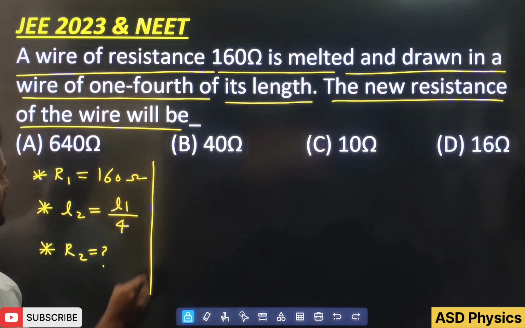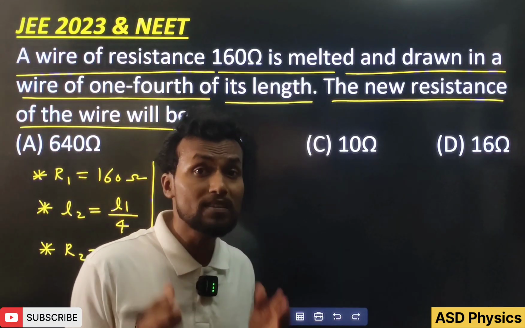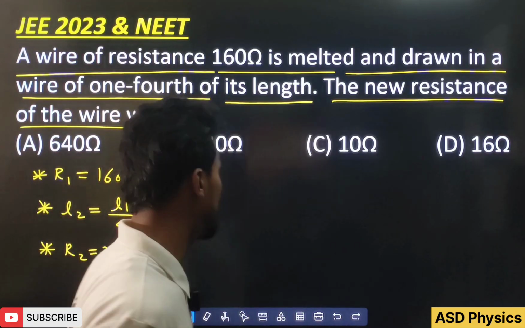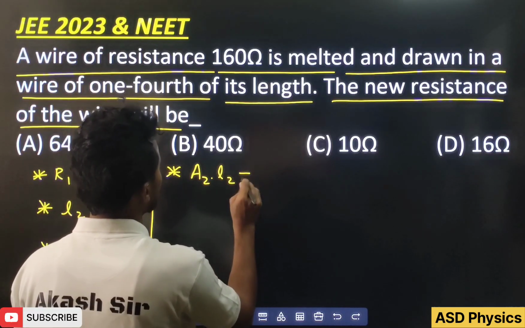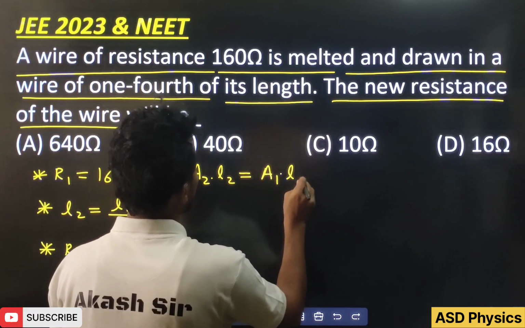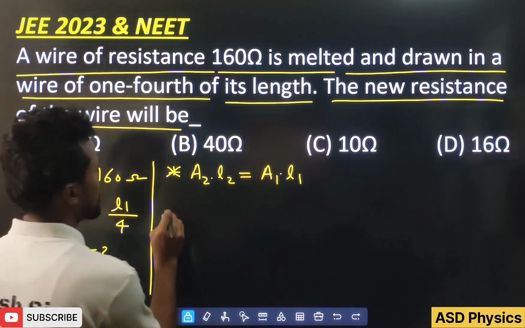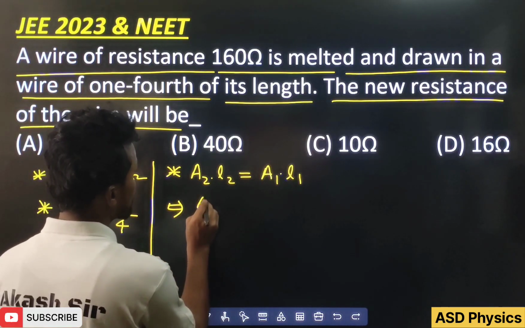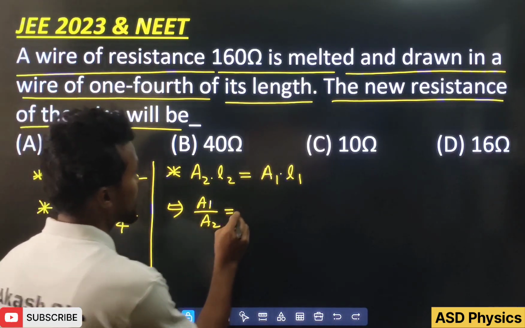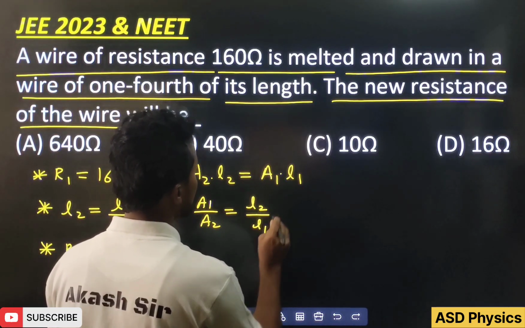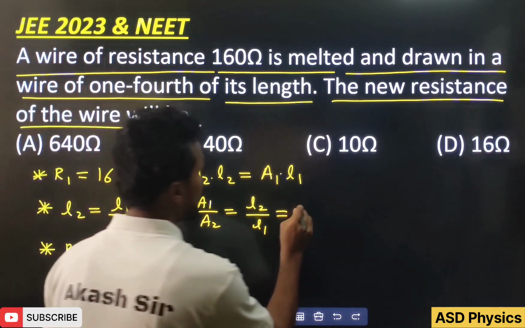Okay. So remember that whenever the wire is going to melt, the volume is not going to change. Volume will be same. So the new wire means A2 L2, old wire A1 L1, that will be equal. A2 L2 equal to A1 L1. So from here, students, if I write the value of A1 by A2, A1 by A2 I can write as L2 by L1. Is it? And you can see L2 by L1 is 1 by 4. Is it?